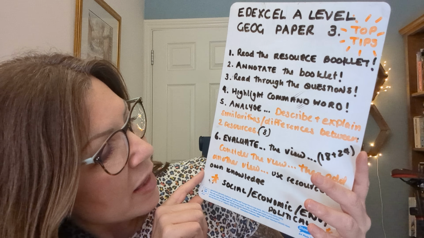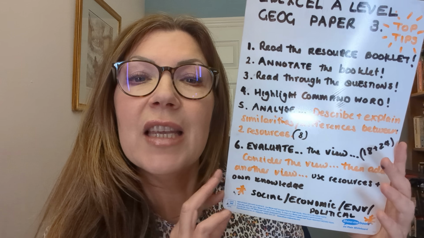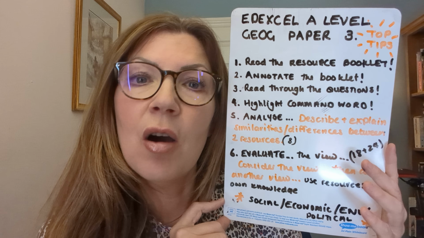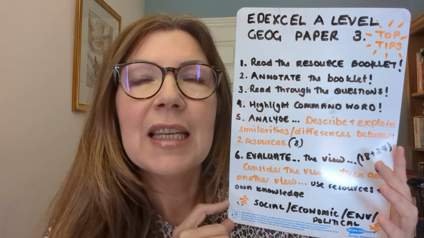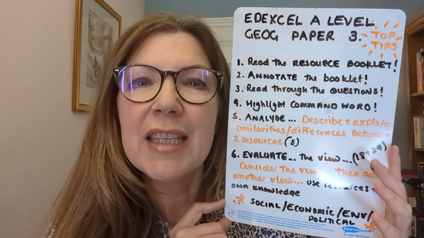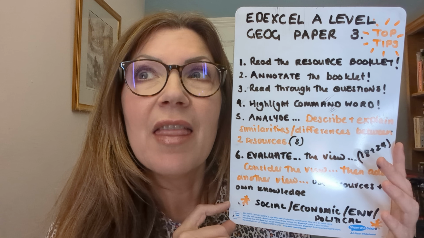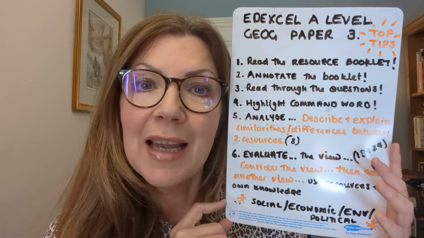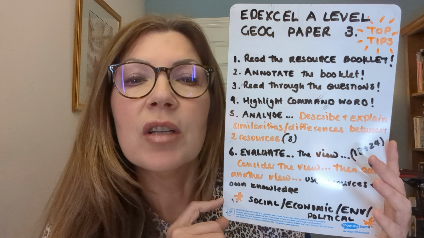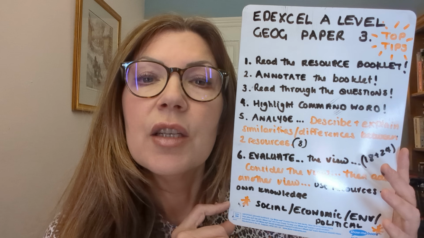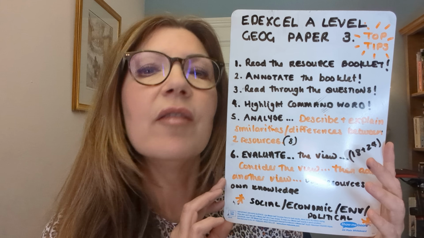Now, the next one is your evaluate questions. So these are two questions at the end which are for 18 marks and 24 marks. Now, really, you should see these as kind of like a 14 marker and a kind of 20 marker, because they use data. So there's AO1, 2 and 3 that you can get here. AO1 is obviously your knowledge, AO2 is your evaluation, and AO3 is the use of data. So don't think that it's a massive 24 marker.